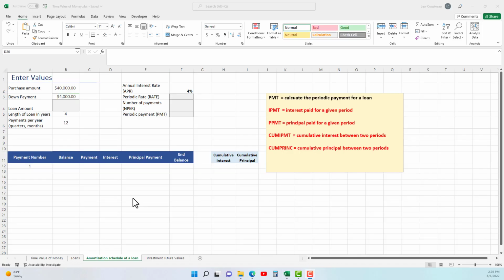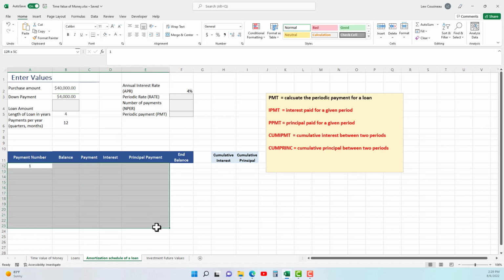Whew. So we know how to generate the payment needed to pay off a loan. Now let's talk about how to create an amortization schedule for that loan. Basically, an amortization schedule is for every payment made, I want to know what is the ending balance after that payment. For each payment, how much of that payment went to interest for that period and how much went towards the principal for that period. And then we'll do it for the entire life of the loan.